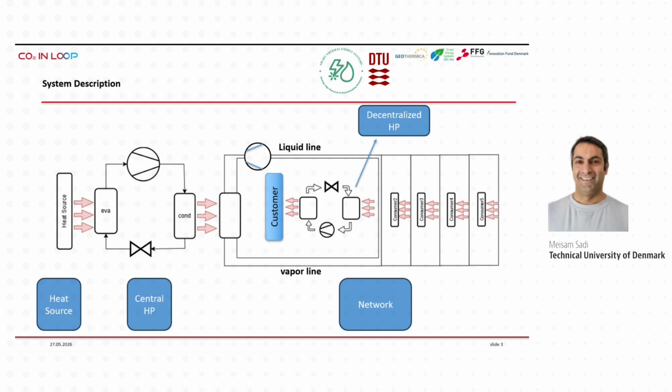The heat flow here is defined such that the heat is absorbed from the heat source, then upgraded to a higher temperature at the network temperature level. Then the heat is delivered to the network and transferred to the endpoint, where the decentralized heat pumps receive the heat and upgrade it again to a higher temperature and then deliver it to the end user.